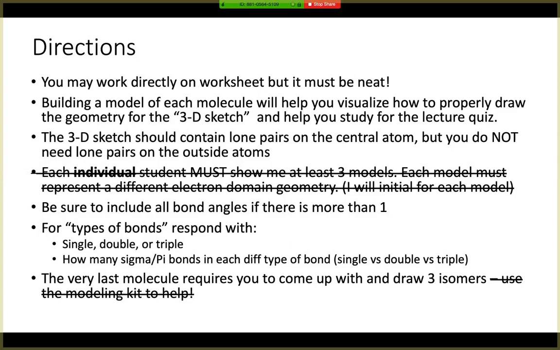And then the very last molecule, you're going to be asked to draw 3 isomers. So make sure you double check. You're going to have to do that in your head. Ask yourself the question, is this the same molecule? Have I just drawn it differently on paper? Because nature doesn't care what you drew on paper. It's going to care what the molecule actually behaves like. So make sure you put some thought into that.